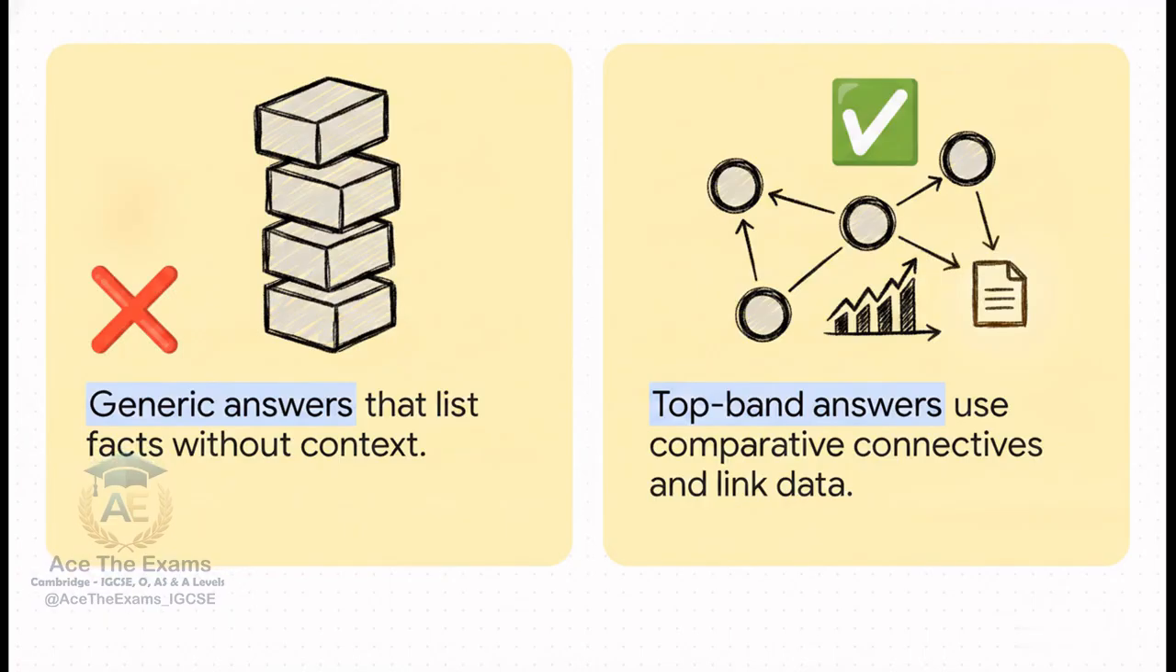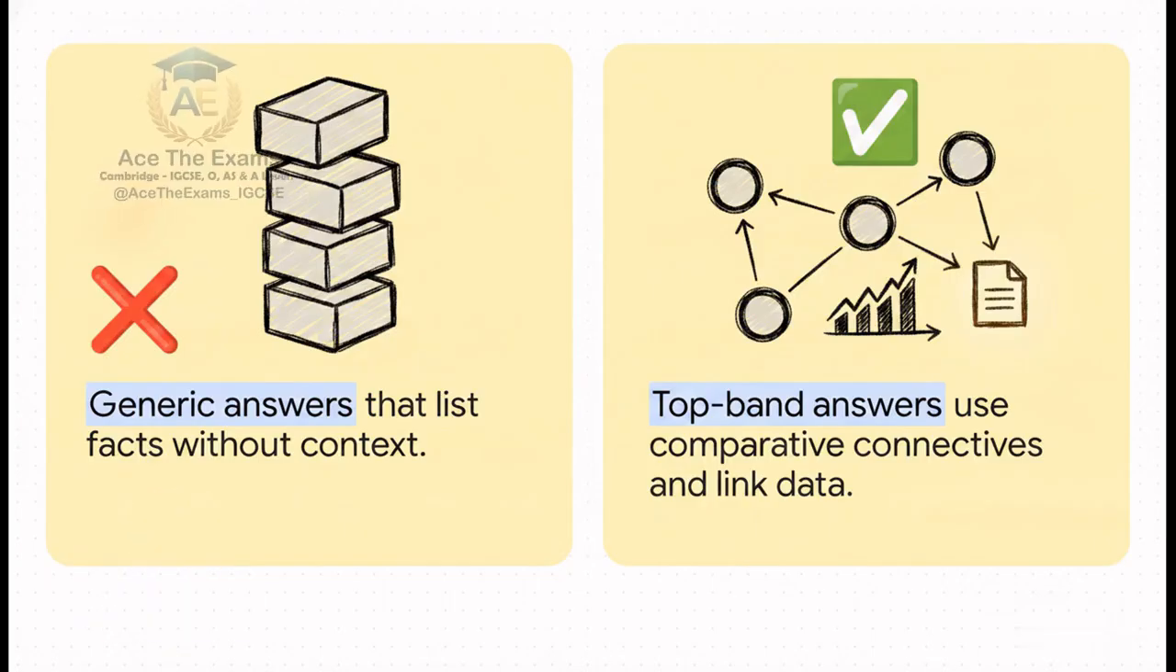It is context-specific. It uses comparative connectives like whereas or in contrast. It directly links the data from the graph to the concept of energy yield, and it wraps up with a justified conclusion. Honestly, this right here is the difference between a C grade and an A star. It is all in the structure.